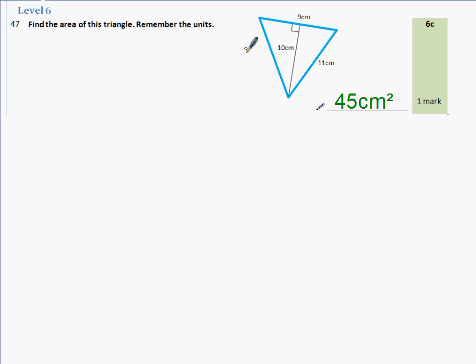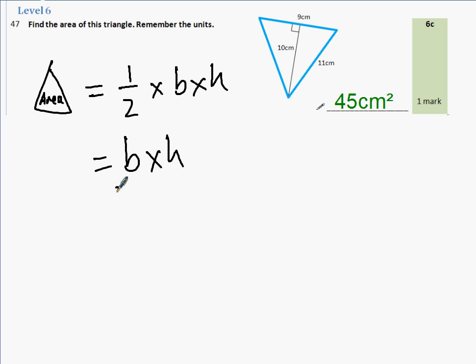47. Find the area of this triangle. So the area of a triangle is found by doing half of the base times the height, or base times height divided by 2. So this is the base. I know it's at the top, but it's the base because it's perpendicular, 90 degrees to the height, and that's what you're looking for. So it's 9 times the height, which is 10.